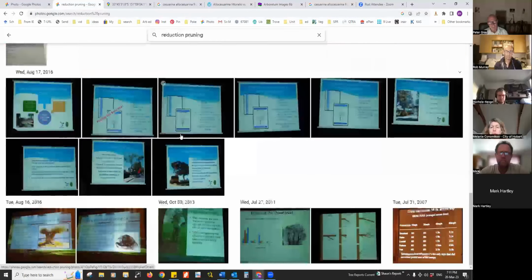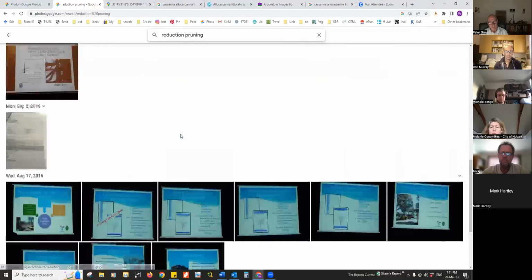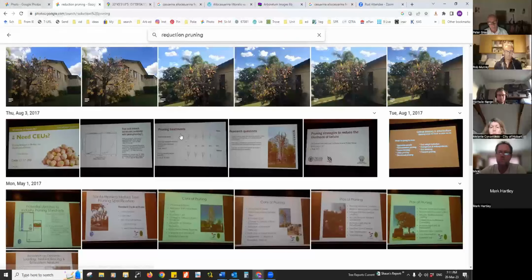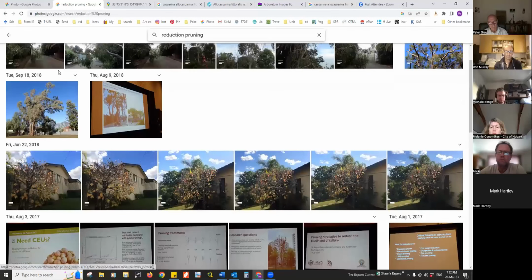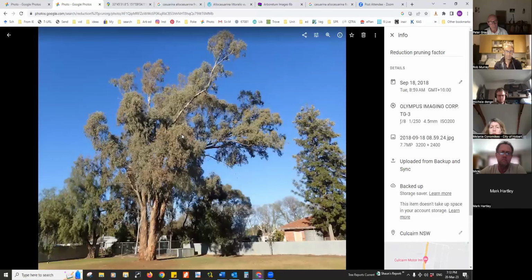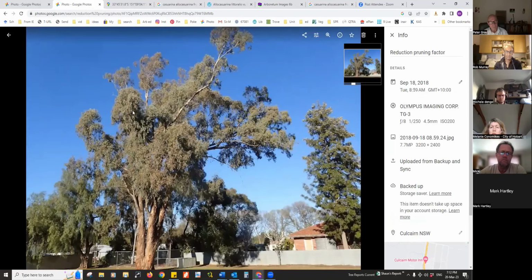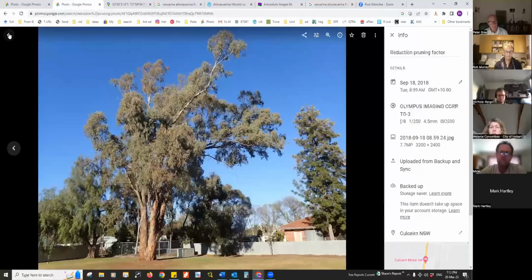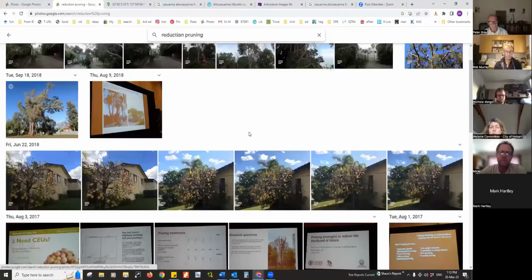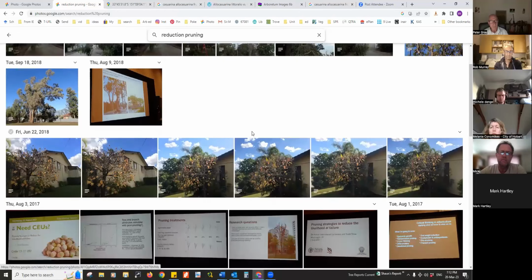I don't think we do it enough. And a part of the reason we don't do it enough is it's hard. Oh, there's a reduction prune. Is it before or after, though? I can't tell you. I think that's after it's grown back. That was habitat pruned. The council wouldn't let it go.